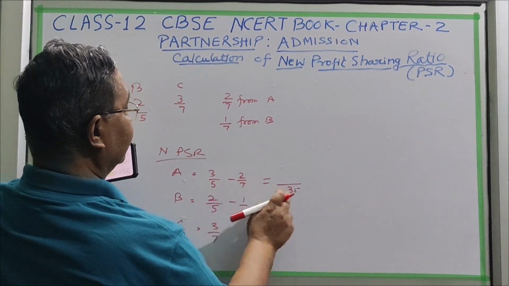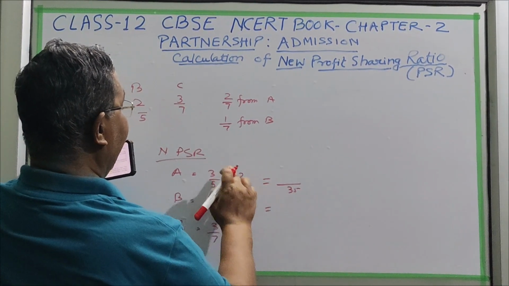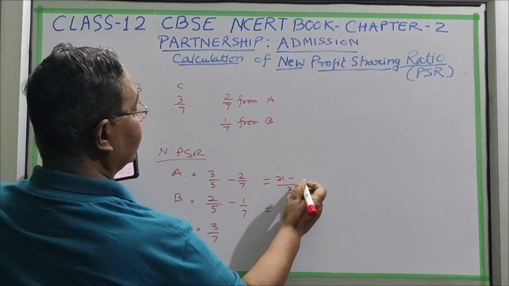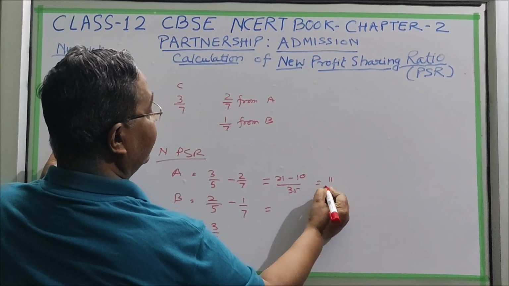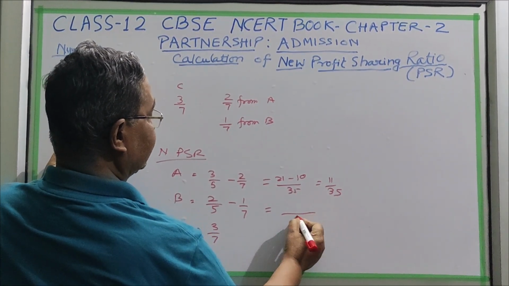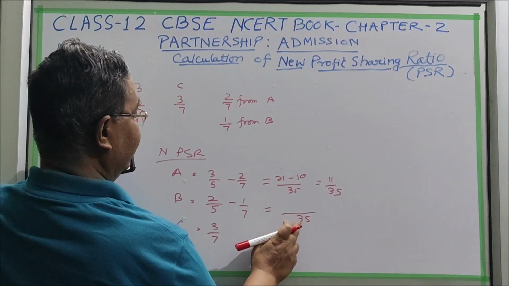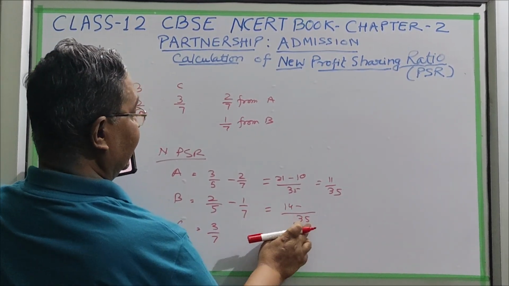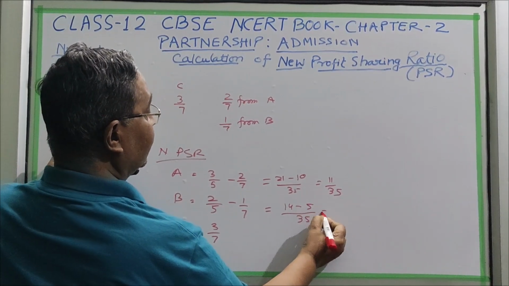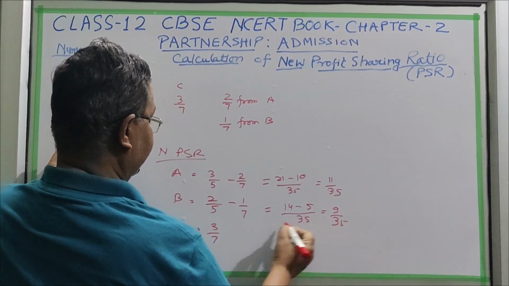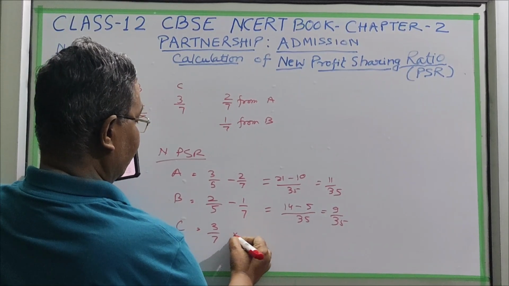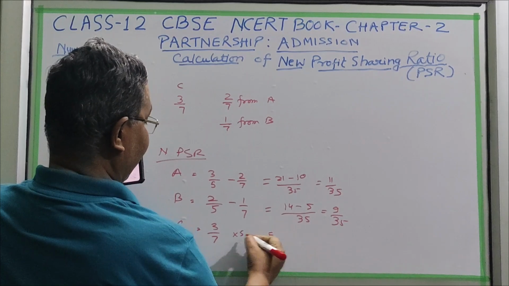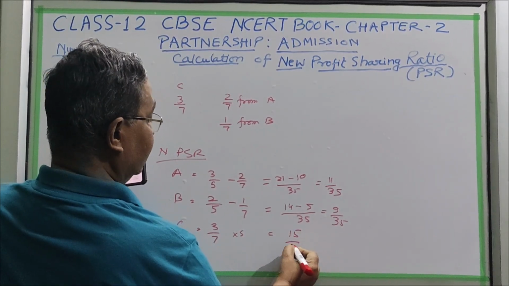So 5 divided into 35, 7 will come, and 7 3s are 21, minus 7 divided by 5 will come, and 5 2s are 10, means 11 by 35. Here LCM is 35, 5 divided into 35, 7 will come, 7 2s are 14, minus 7 divided by 35, 5 will come. So 9 upon 35. This also you have to make 35. So you multiply by 5 both sides, numerator and denominator. So 5 3s are 15 upon 35.